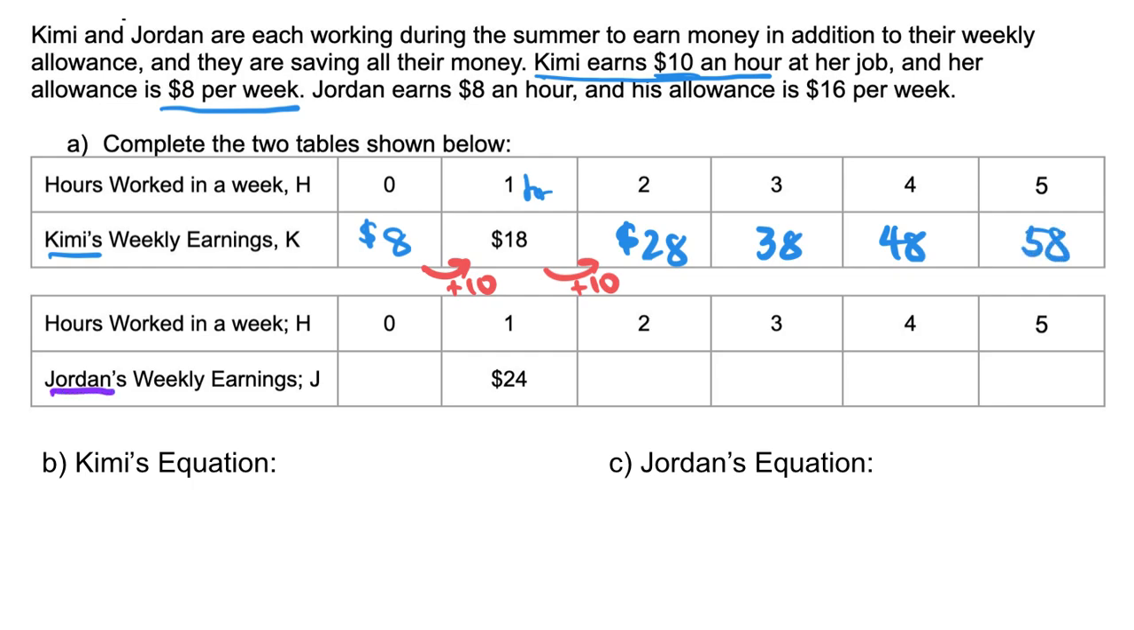Now we'll look at Jordan's table. And remember, Jordan earns $8 an hour, and his weekly allowance is $16 per week. So if he doesn't work any hours, he is going to get $16. And then to add on to his rate, he's getting $8 for that extra hour. So 16 plus 8 gives us the 24 that we already had filled in. And you can keep adding 8 here to fill in the rest of the table for his hourly increases.